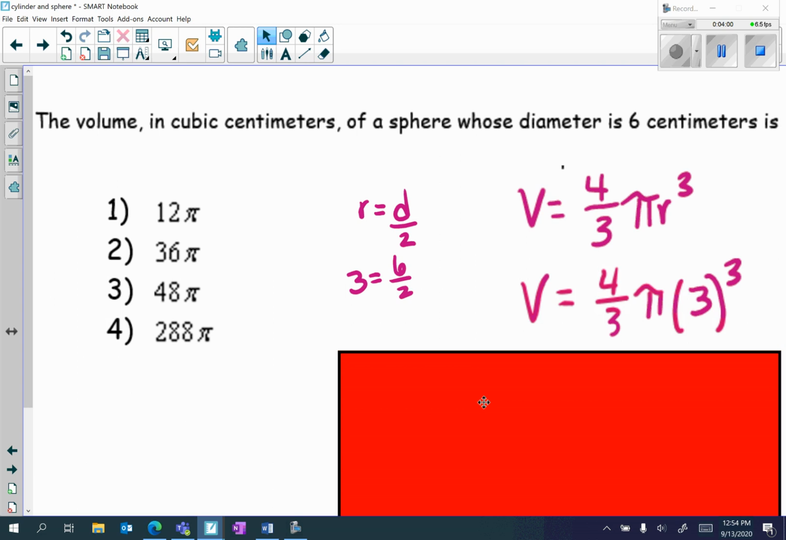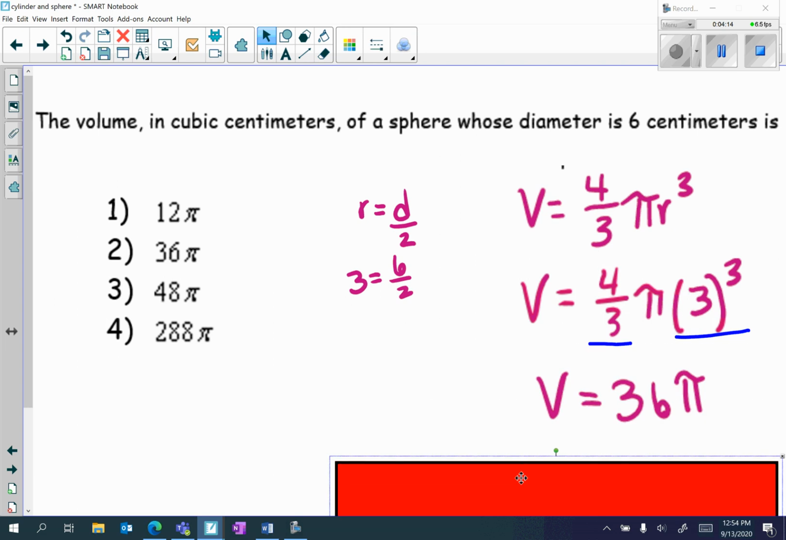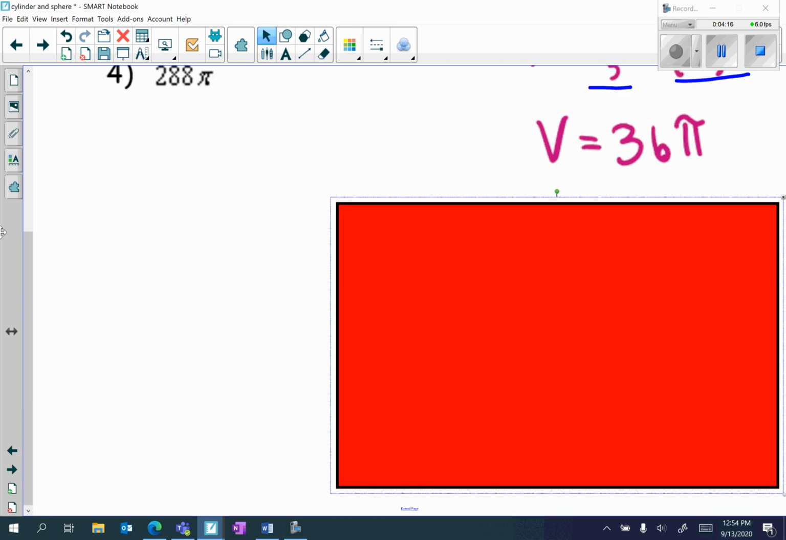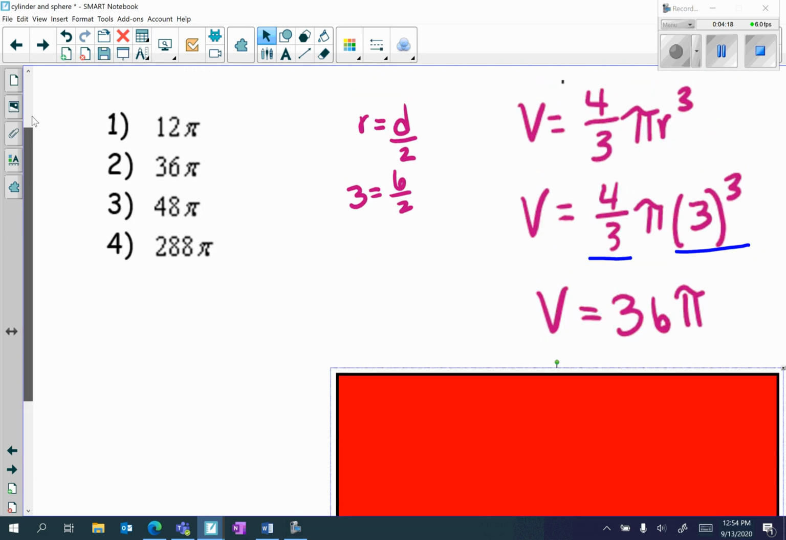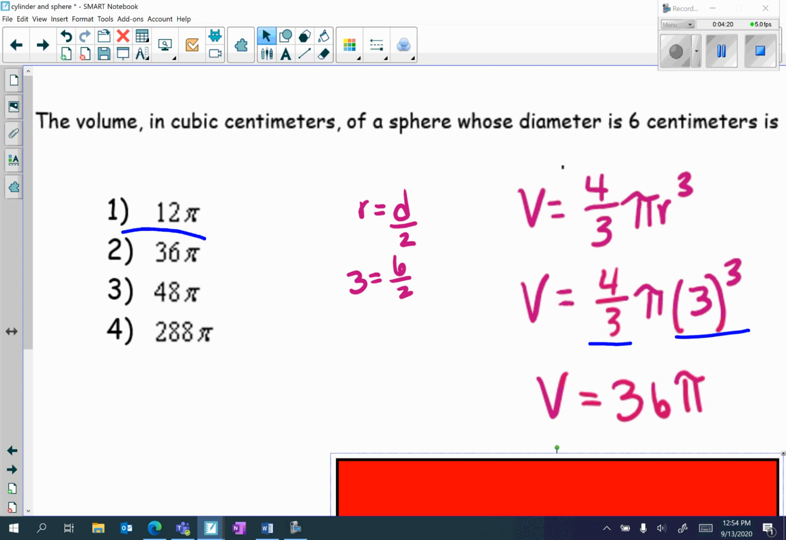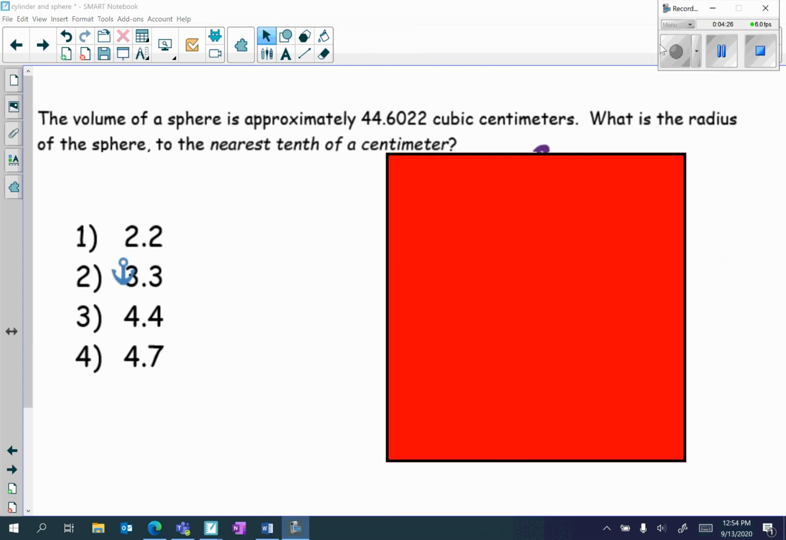Now again, notice that each answer choice has a pi, so do not press the pi button in your calculator. All that you're doing is typing in 4/3 times 3 cubed, and we get an answer of 36. Bring down the pi, so 36 pi is my answer, choice 2. Let's look at the next question.